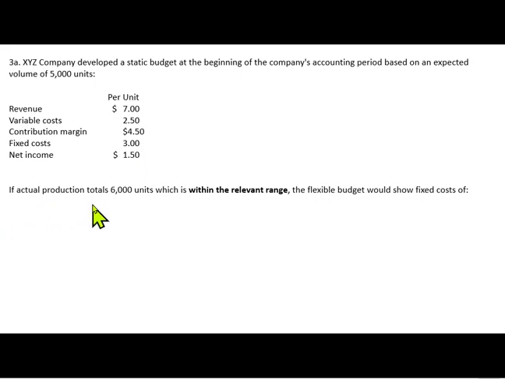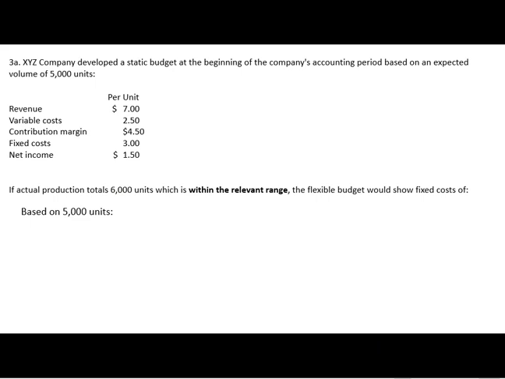If actual production totals 6,000 units, and that's within the relevant range, that's a very important sentence piece right there. If we have 6,000 units and we're still within the relevant range, that's a very important thing to keep in mind, because the flexible budget would show a fixed cost of what? Well, if it's within the relevant range, fixed costs don't change. So we can come out with a calculation for fixed cost in total, and that total fixed cost will equal what it would be at 5,000 or at 6,000.